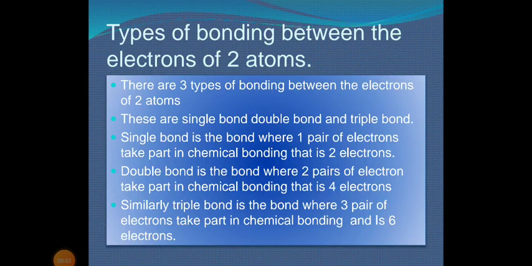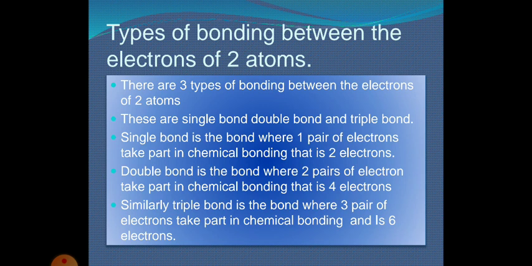Hello dear students, we are in the topic of chemical bonding from 11th science chemistry. Students, in our previous lecture we have seen some introductory part of this chapter, that is chemical bonding, and in our today's lecture we are going to learn the next part of this chapter, types of bonding between the electrons of two atoms. Students, there are three types of bonding between electrons of two atoms.